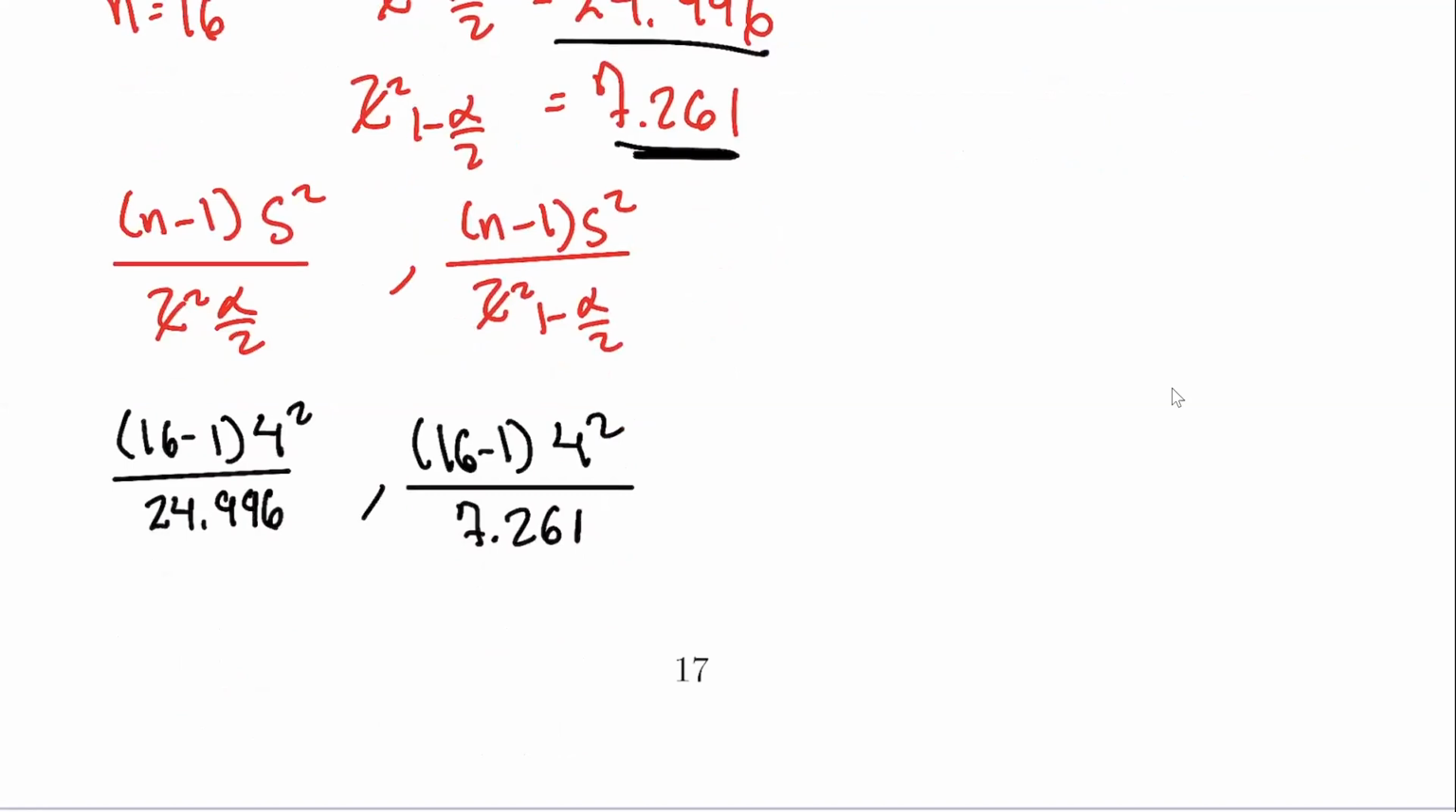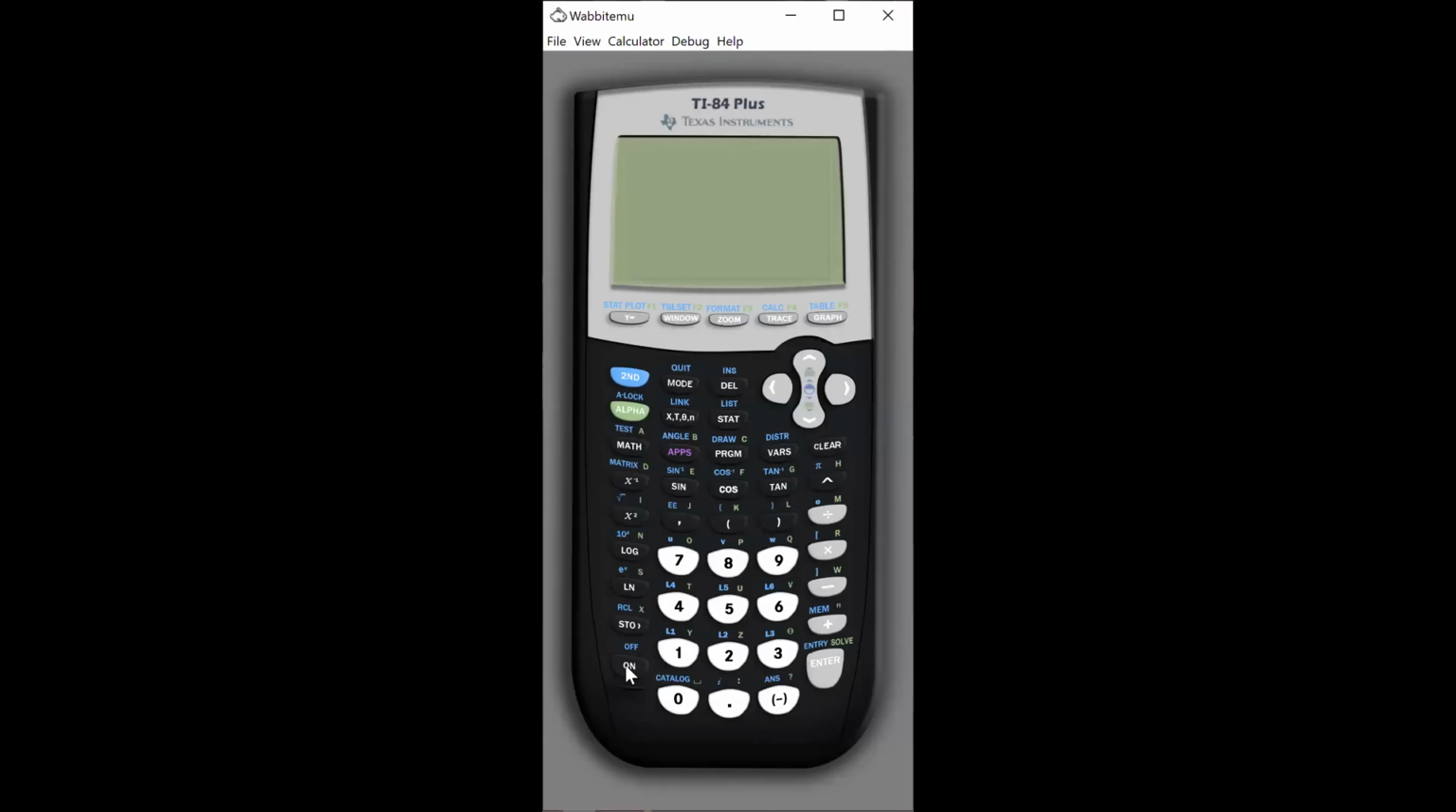Okay, so I'm going to work this out. I'm going to transition over to the TI-84 so you can see me work it out. We'll turn it on. For this one, it's easier if you do 16 minus 1 in your head and put 15. So you multiply by 4 squared and divide this by 24.996. So we get 9.6.